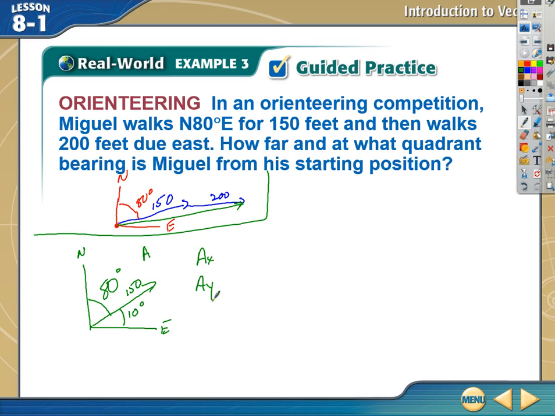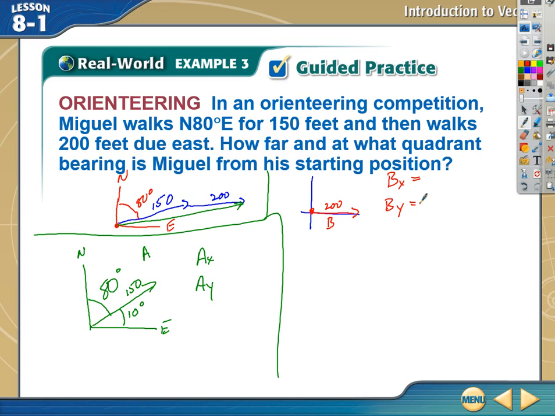Next step is to do the same thing, but for the second part. So the B part. So here I am, B. Walk 200 due east. So again, here's B. What's BX? What's BY? Set it up. Okay.